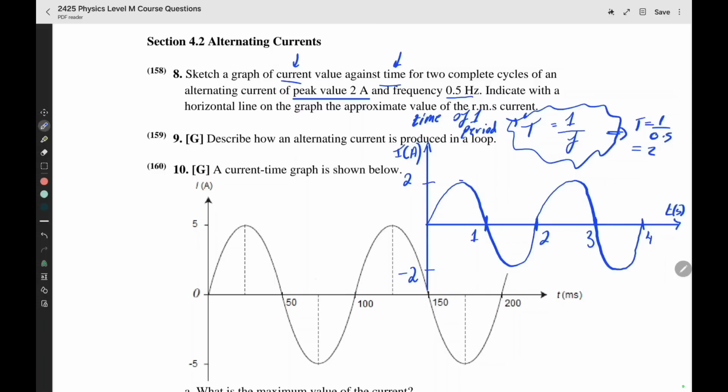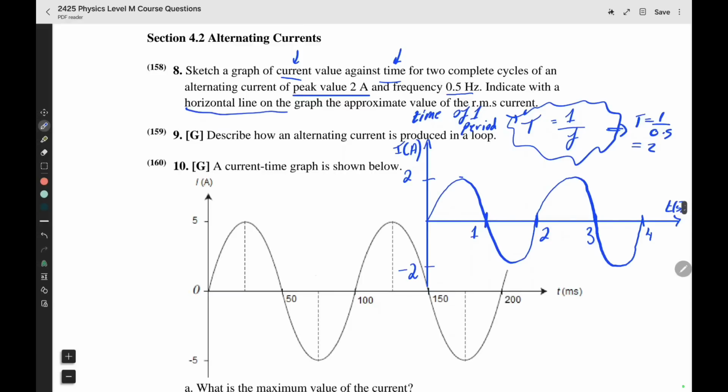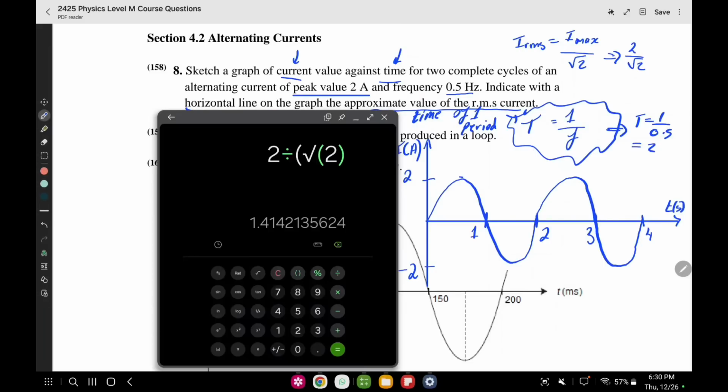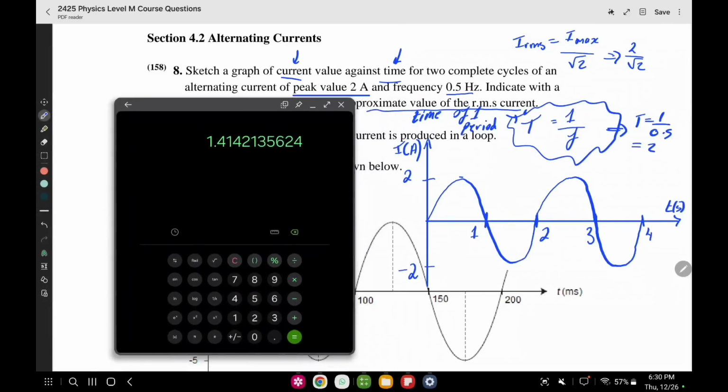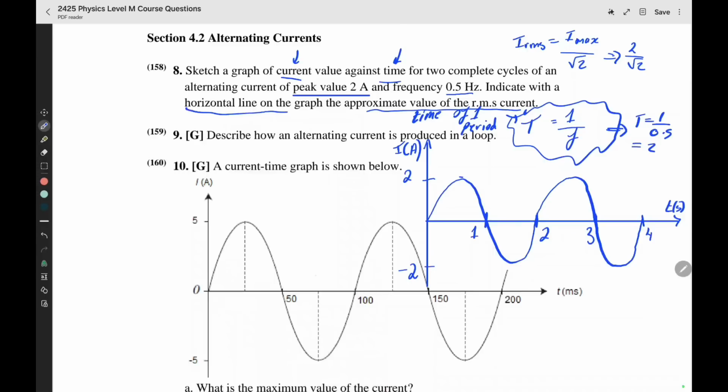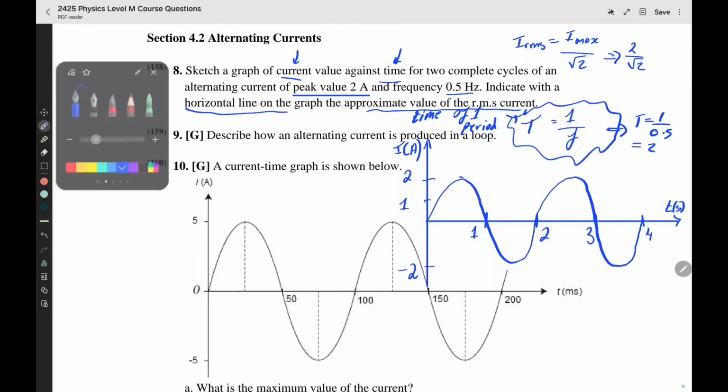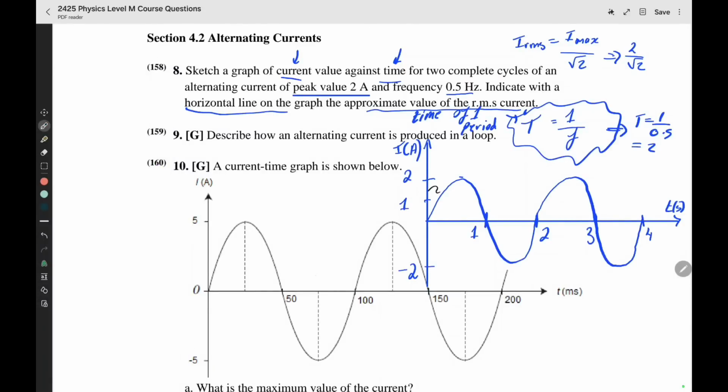And they left out, I forgot one part, with a horizontal line, graph the approximate value of the RMS current. To find IRMS, you just take I max over radical 2, right? So you just take 2 over radical 2. It's gonna be 1.4. Let's just say 1.4. So you go up here to 1.4. If this is 1 over here, you go to 1.4, which is about here. And using a horizontal line, I'll use black. So over here, with the ruler, of course, please make sure you use a ruler. You can label this IRMS.